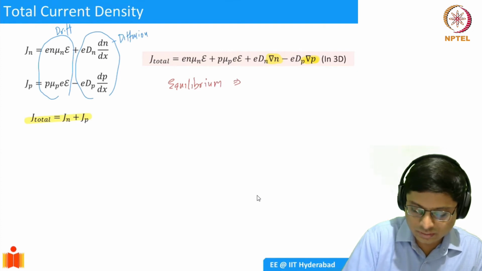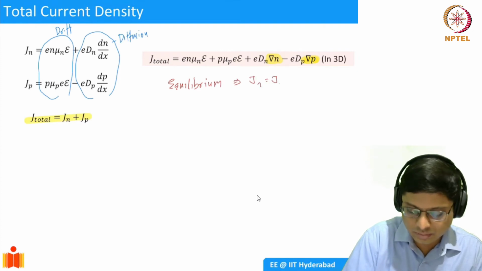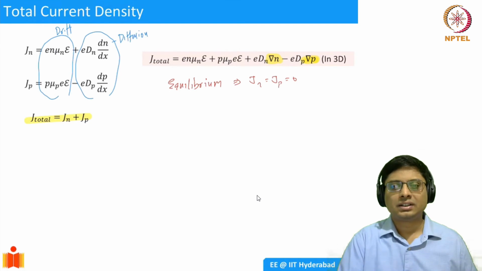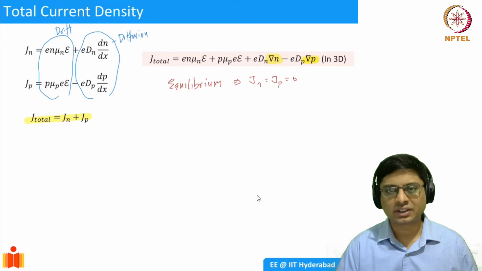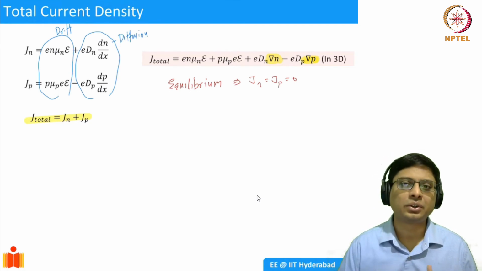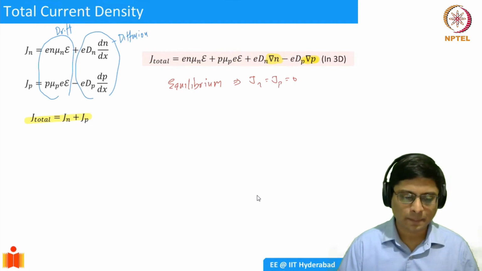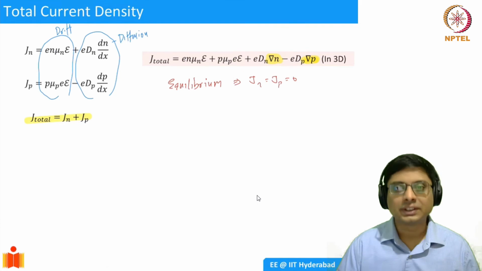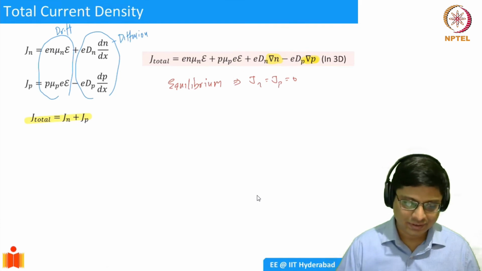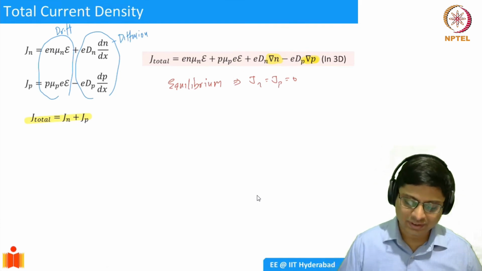So Jn equal to Jp equal to 0. Basically, the diffusion and the drift currents cancel each other and you get 0 current. So there is no net contribution of current from either electrons or holes. Okay. This has a very important implication for us. So let's see, what does Jn equal to 0 mean?